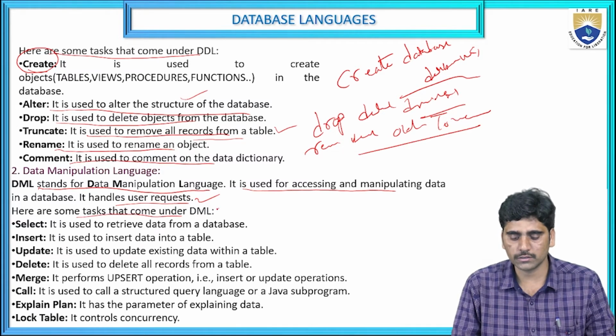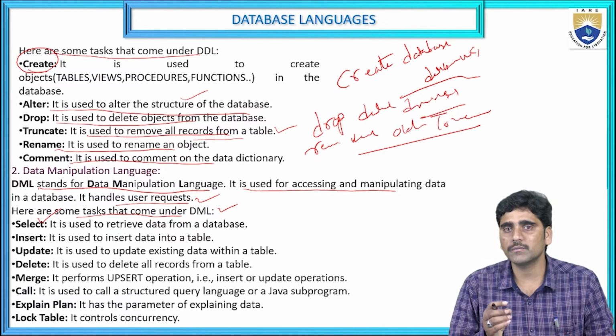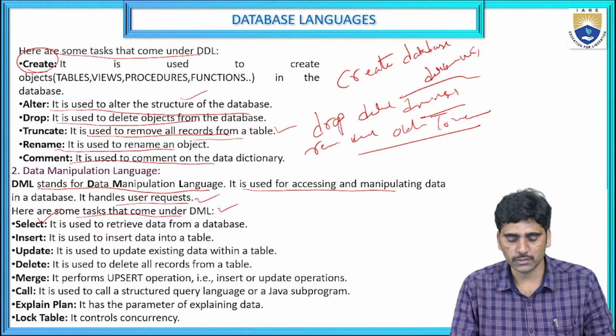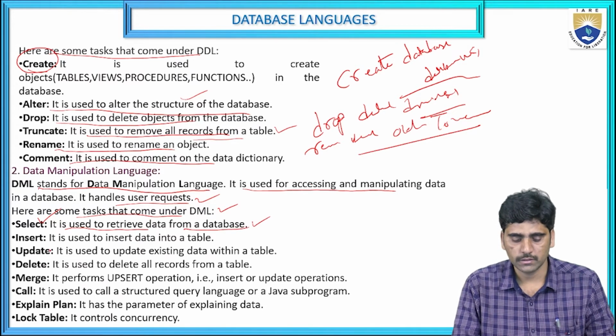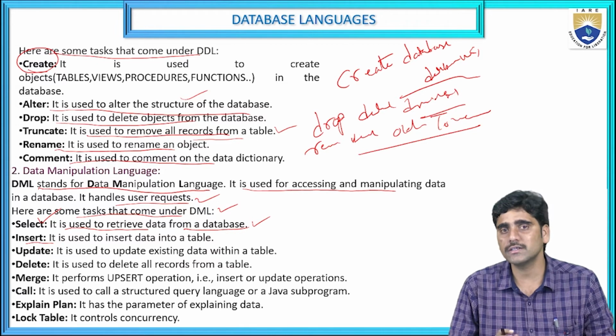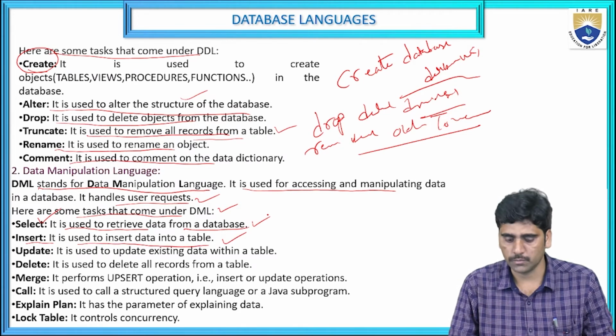So here are some tasks that come under DML. What are those? The first one is the select command. If you want to display particular records, particular values, then you can use the select command. Select is used to retrieve data from the database. And insert: if you want to insert values in the table, if you want to store the data into the table, then you can use this insert command, to insert data into the table.